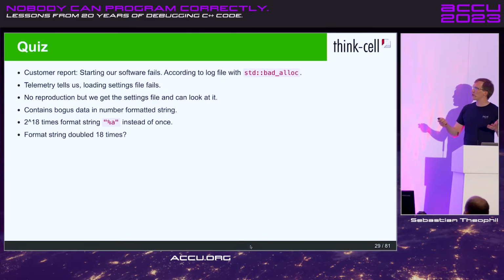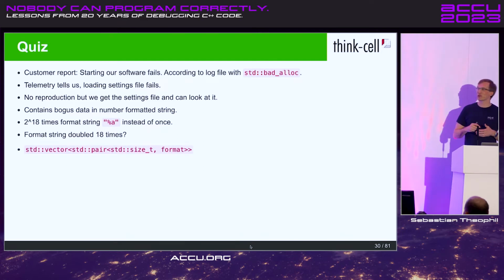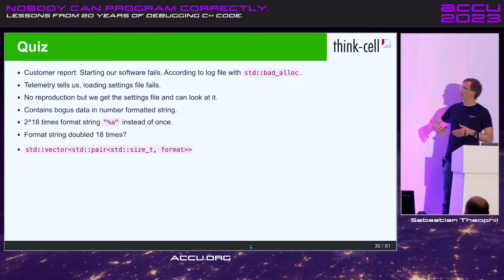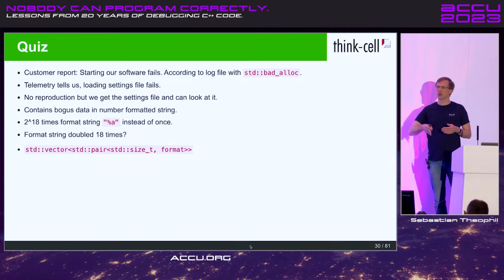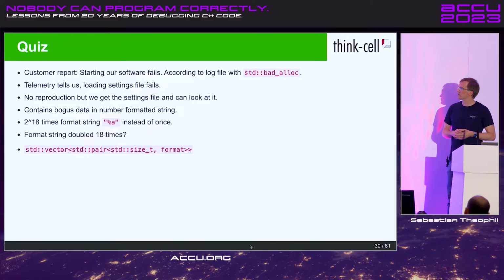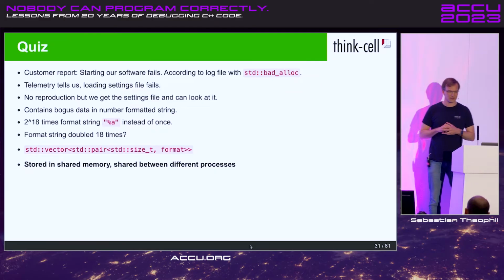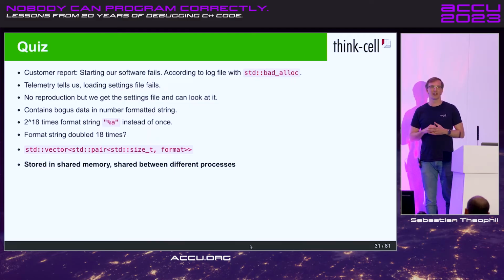So what's the first thing you do? Well, maybe you look at the data structure. So there was a vector of a pair, and that size_t is maybe an index into the string, and the format string is what kind of number you want to insert there. And now comes the crucial information. That thing lives in shared memory, and that is, again, shared between different processes. So anybody already wants to make a guess what the problem could be?